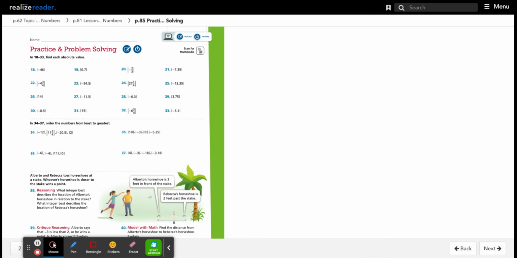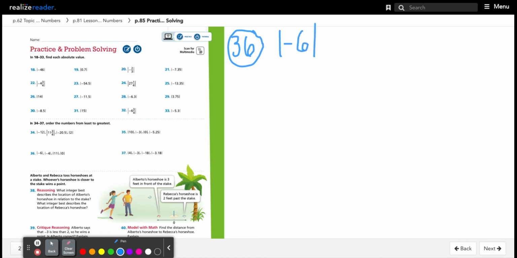Okay, now I just want us to practice comparing absolute values. So I'm going to rewrite number 36 for us a little bit bigger. That way we can see it. So for number 36, it says to order the numbers from least to greatest. So we're going to have to order the absolute value of -6. And notice how I'm rewriting all of these. This is what you should be doing also. Rewrite these, please, in your notebook.